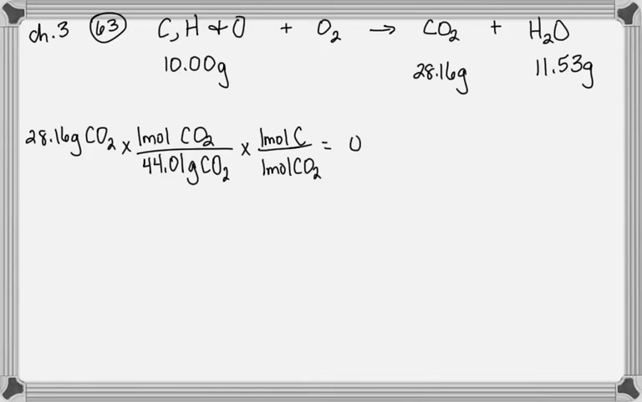And so that gives me 0.6399 moles of C. Okay, now I'm going to work it to get the hydrogen out of the water. Same process, but different stuff, obviously. 11.53 grams of water.